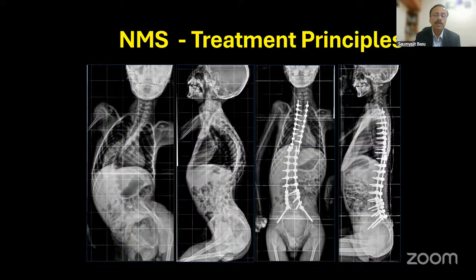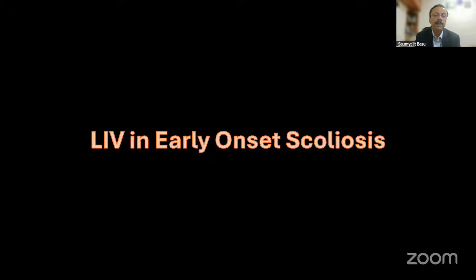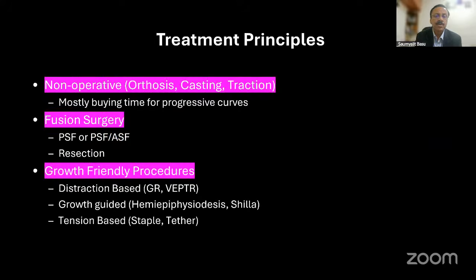This is the preoperative and the postoperative x-rays, 1 year follow-up. Now I'll have the last few minutes on early onset scoliosis and kyphosis. In early onset scoliosis, as you know, the non-operative treatment is mostly to buy time for progressive curves.